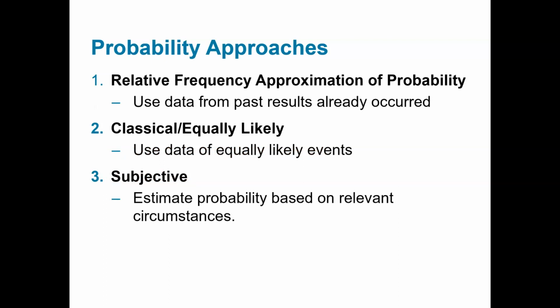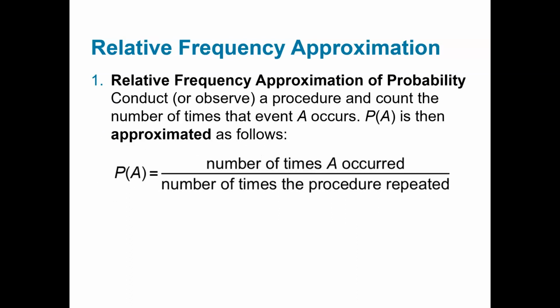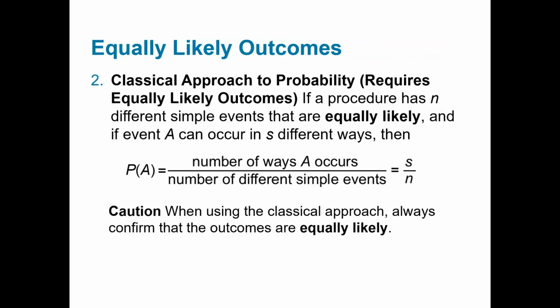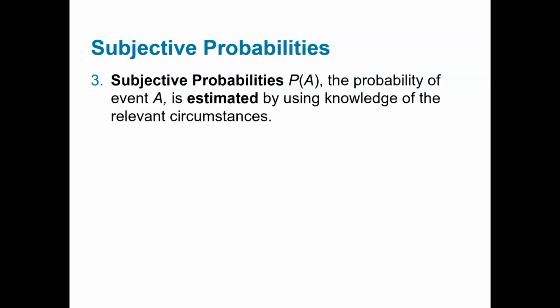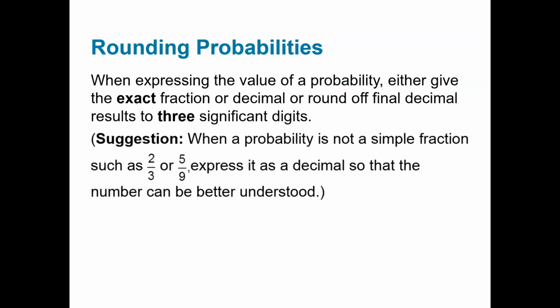So we're going to be talking about 3 different probability approaches today: relative frequency using the past, classical or equally likely, and subjective. With a relative frequency approximation, we're using the number of times it already happened over the total amount of times that it was repeated. Equally likely is when we know that something is equally likely to occur, boys versus girls, 50-50, or 1 out of 6 for rolling the dice. And then subjective probabilities are estimations.